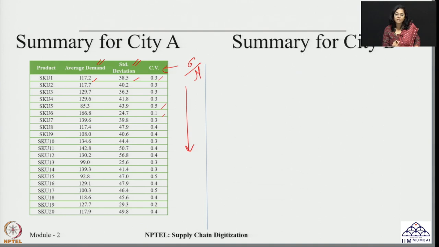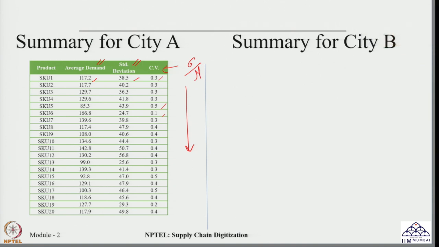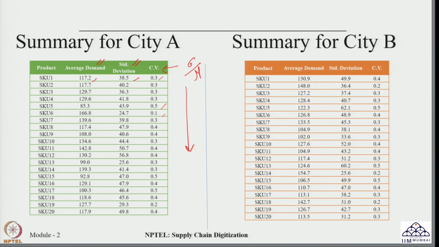Similarly, the same exercise is done for city B as well. Now the question is why we have done it for both the cities separately.